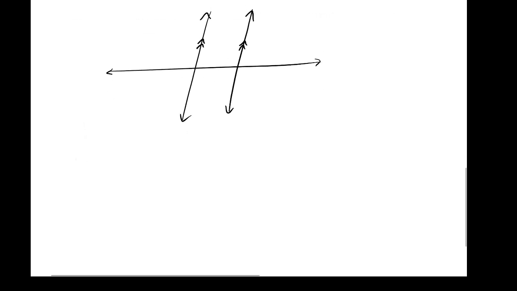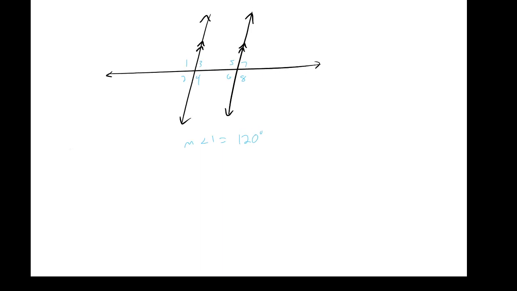Let's use this to solve a problem. Let's reorient our transversal cutting the two parallels. This still works. Moreover, we can demonstrate the double arrow here, similar to when we had the double arc or the double tick mark, it just denotes that these lines are indeed parallel. So let's number some things: 1, 2, 3, and 4, 5, 6, 7, and 8. The only thing that we're given here is the measure of angle 1 is equal to 120 degrees. Well, what's everything else going to be equal to?